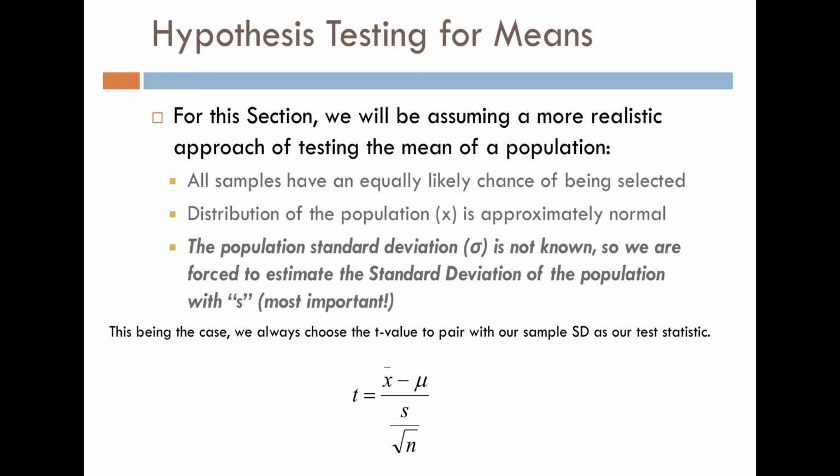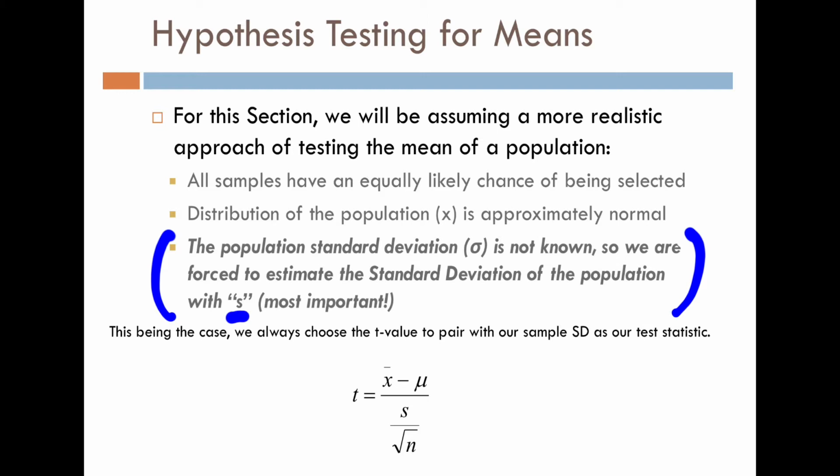And the big difference here is that the population standard deviation, sigma, is not known. And so, in that case, we're forced to estimate the standard deviation of the population with S, which is the standard deviation coming from a sample. So it's the sample standard deviation. This last one is really what makes this unique to this particular section, the processes that we're going to use and the assumptions we're going to make.